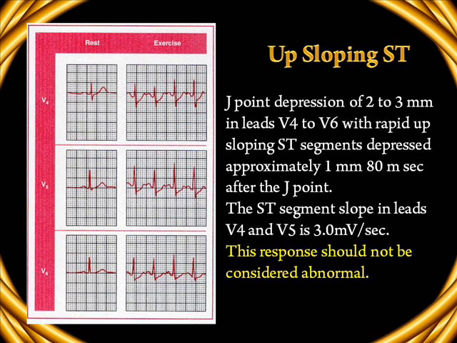But if you look at the exercise ECG, in the three leads, we see depressed ST segment. But these depressions are not significant. They do not represent coronary artery disease because this depression is an upsloping ST depression. And the J point depression of 2 to 3 millimeters occurring 80 milliseconds after the J point with a rapidly upsloping ST segment is not diagnostic of coronary artery disease. This response in this patient should not be considered as abnormal.